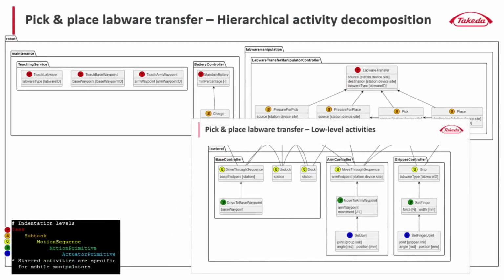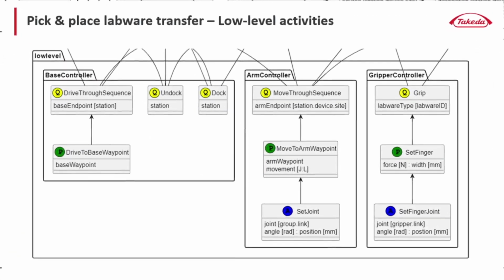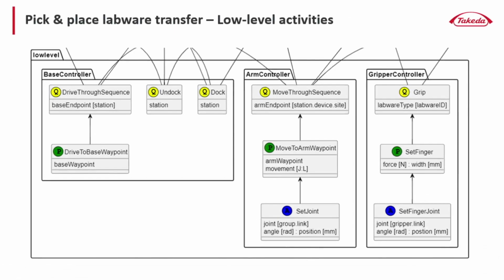The low-level category is something that not every solution provider might wish to expose towards the lab automation system. So these are implemented on the robotic system level. And I will show the elements of the control architecture. There we divide the activities based on the component of the mobile manipulator. So the base, the arm, and the gripper.